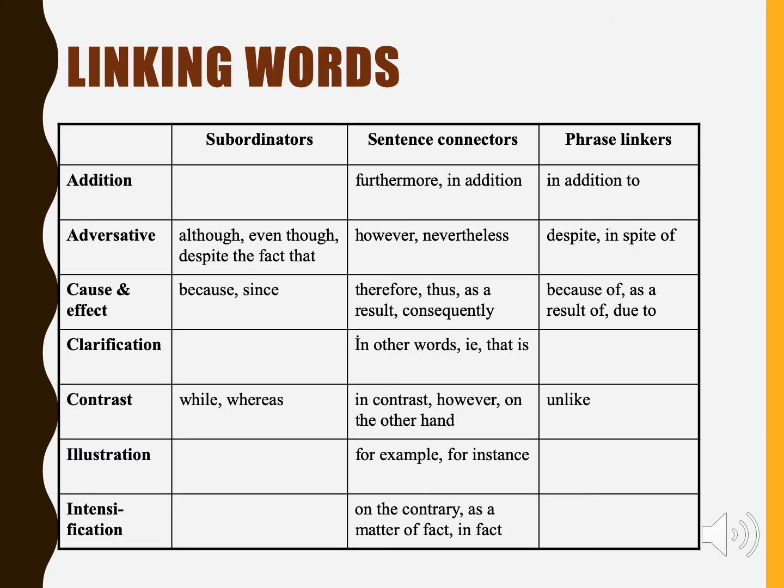There are three main types of linking words: subordinators, sentence connectors, and phrase linkers. And there's a number of different ways we can use them: additions, oppositions, cause and effect, clarification, contrast, illustration, and intensification. And this little chart will give you some language you can use in these cases.